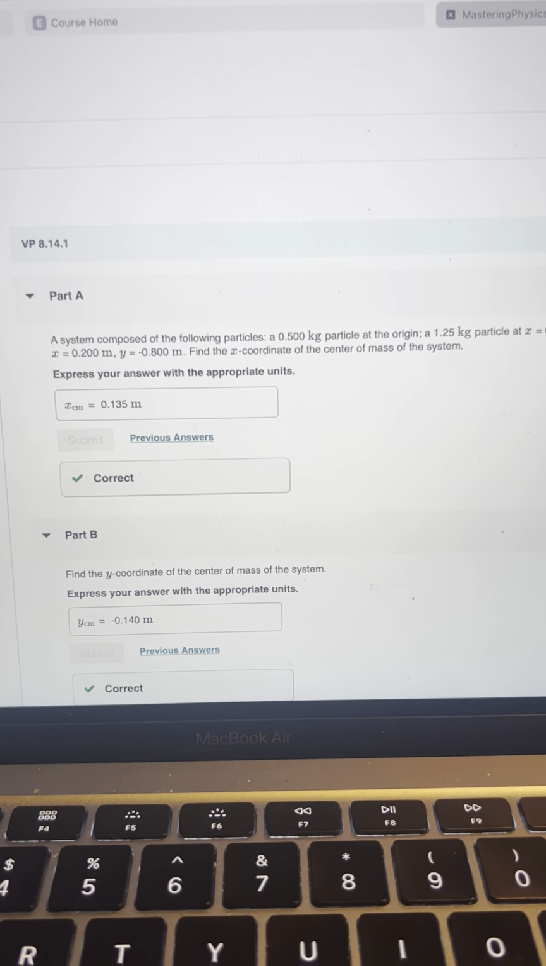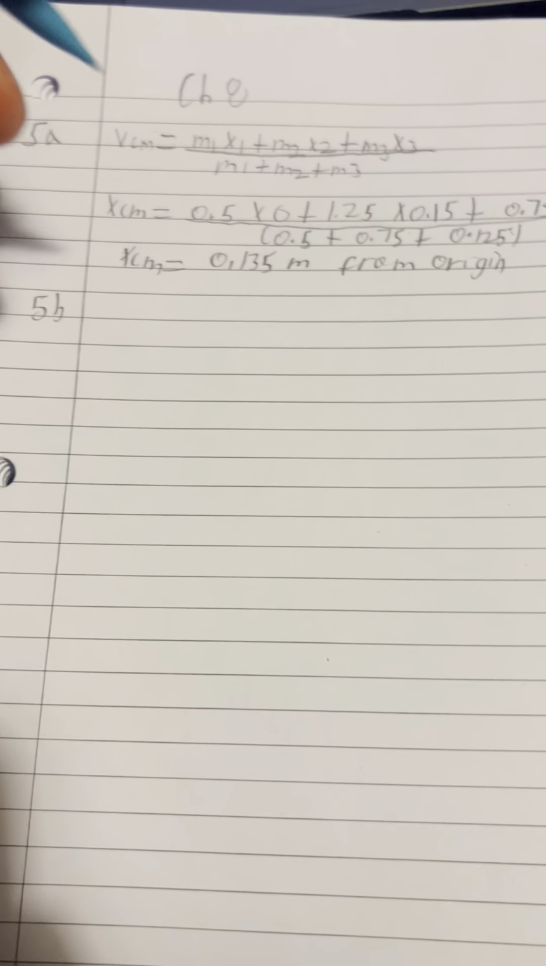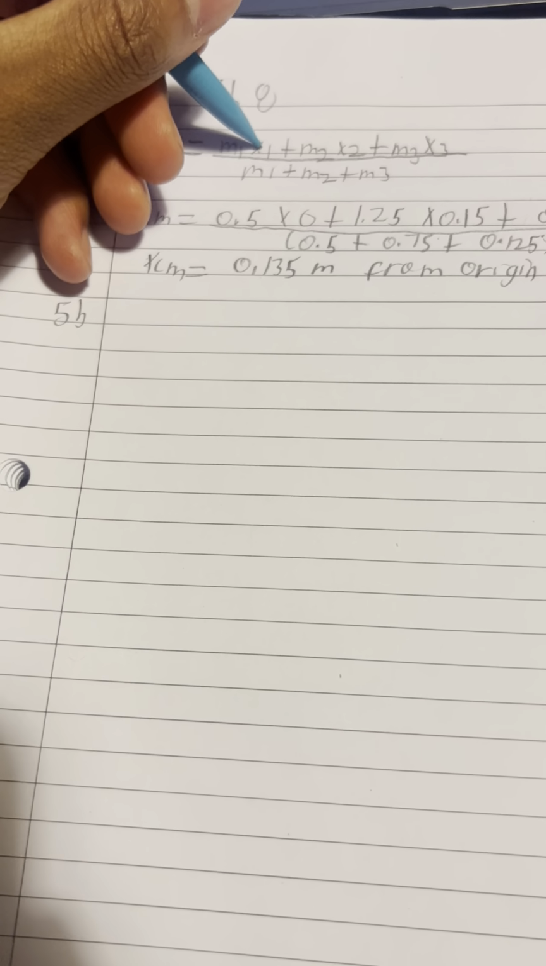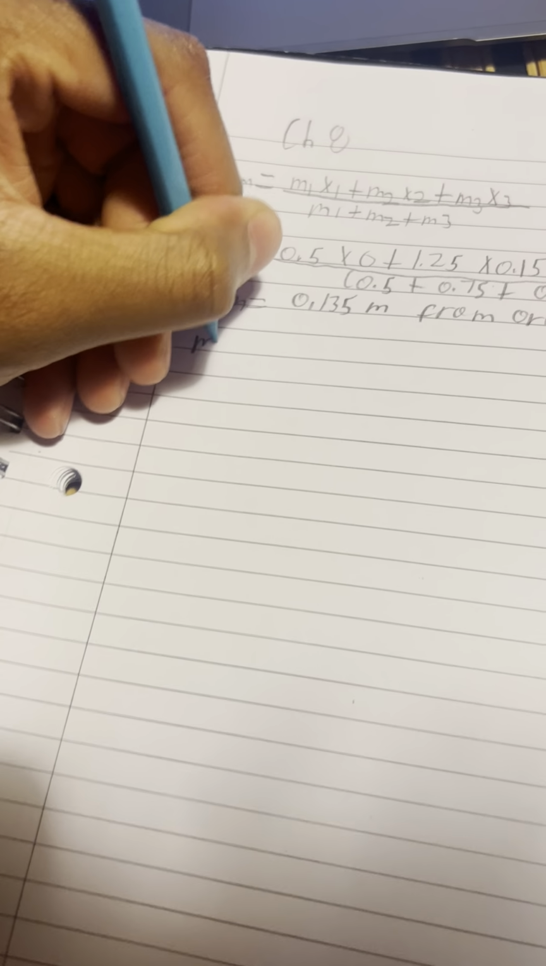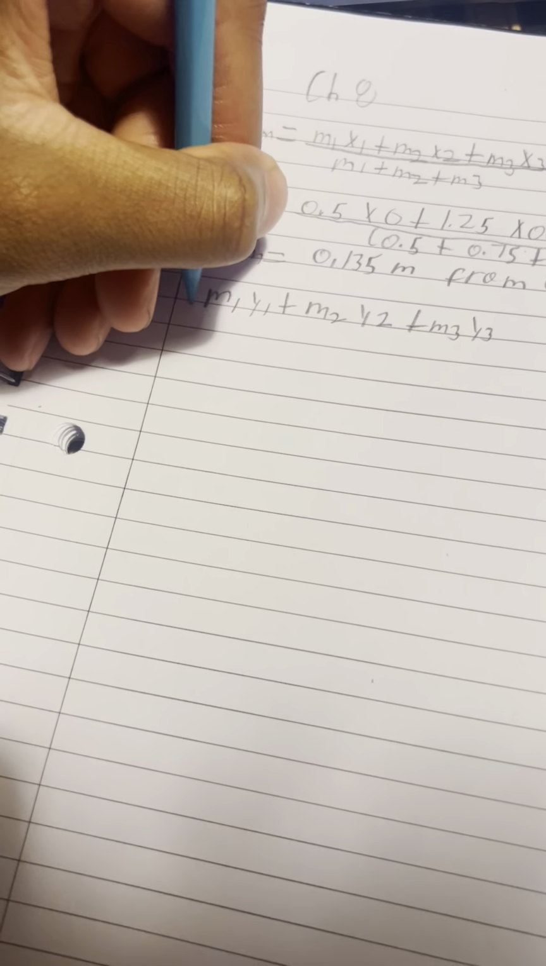That's part A. And then part B says find the y coordinate of the center of mass of the system. To find the y coordinate, I would just do the same thing. I would use this formula, but put y instead. So it would be m1 y1 plus m2 y2 plus m3 y3, and then m1 plus m2 plus m3.